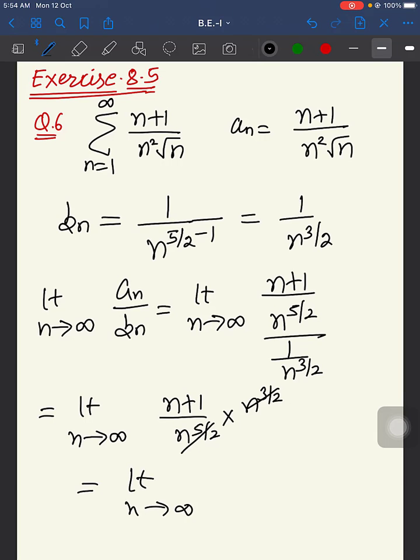Limit n tends to infinity of (n plus 1) by n. Right. So it becomes 1 plus 1 by n. Let me directly write it as 1. Now this is what? Non-zero finite. So what our comparison test says is that in this case summation An and summation Bn behave alike, right?